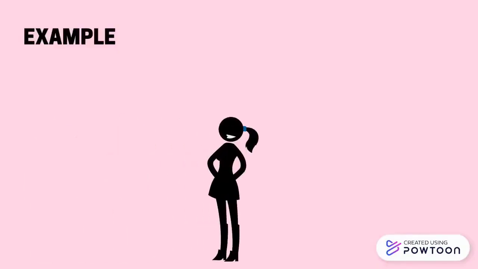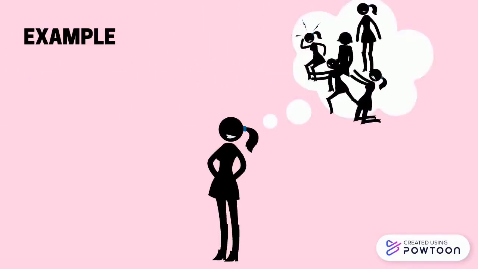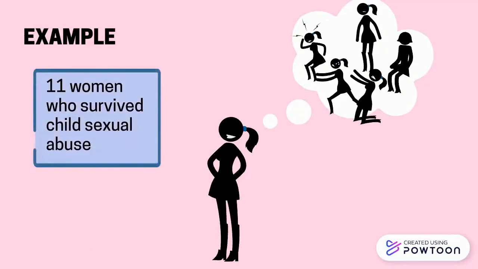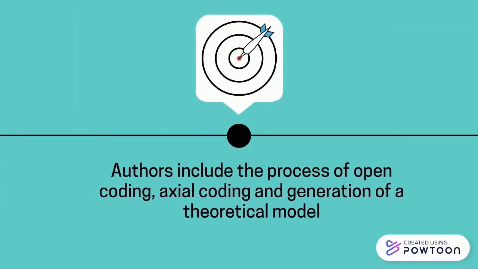For example, according to Morrow and Smith 1995, there is a study of the coping process of 11 women who survived child sexual abuse, where the systematic process is illustrated, in which women felt defenseless and powerless. However, they were able to survive by knowing how to handle and control their feelings. The authors include the process of open coding, axial coding, and generation of a theoretical model as an example of the systematic procedure associated with Strauss and Corbin 1990 and 1998, indicating sections in the study for the discussion about each component of axial coding.